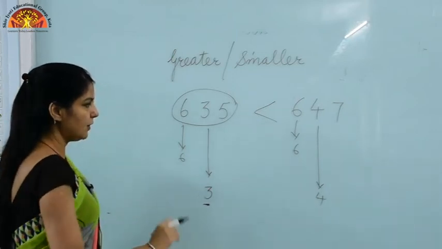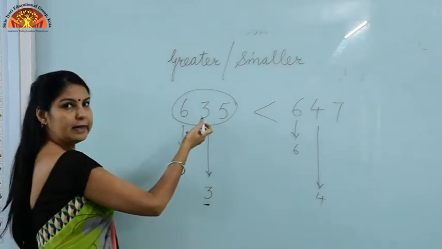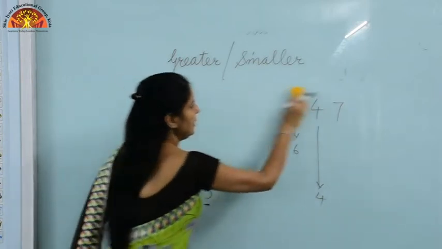Now, let us see one more example. If the digits at the hundreds place and tens place are the same, then what will we do? Let us see.